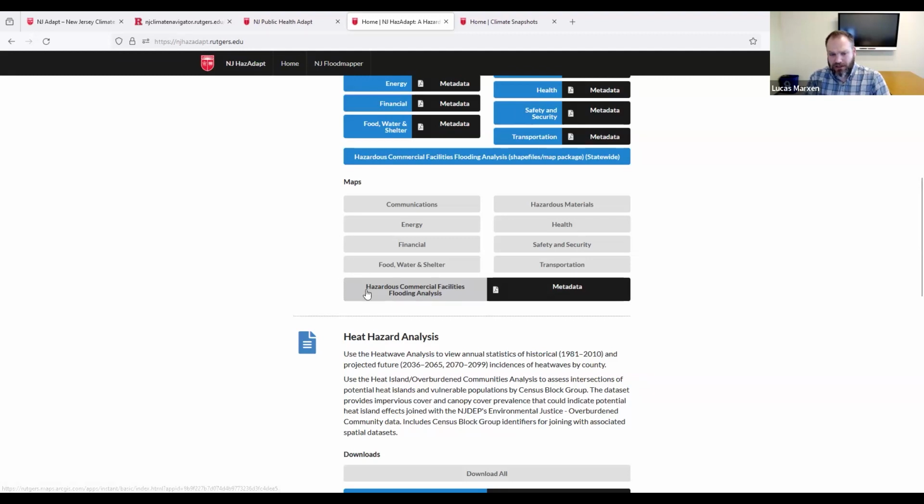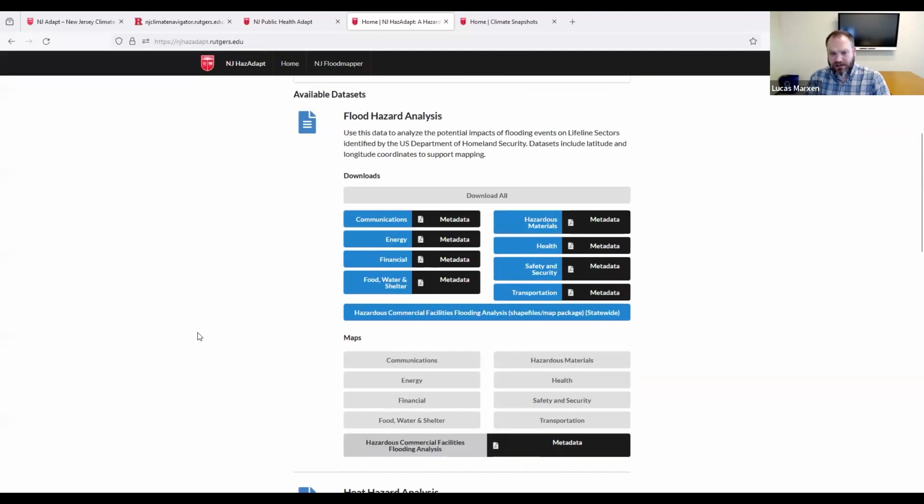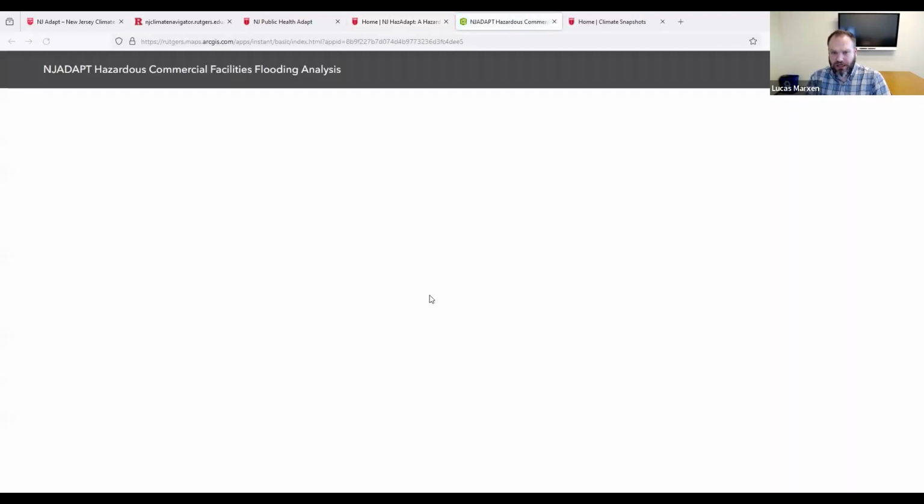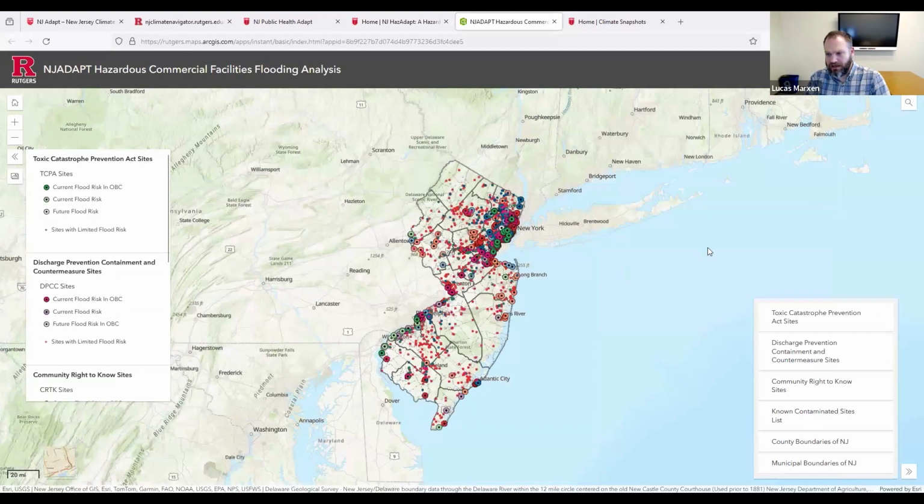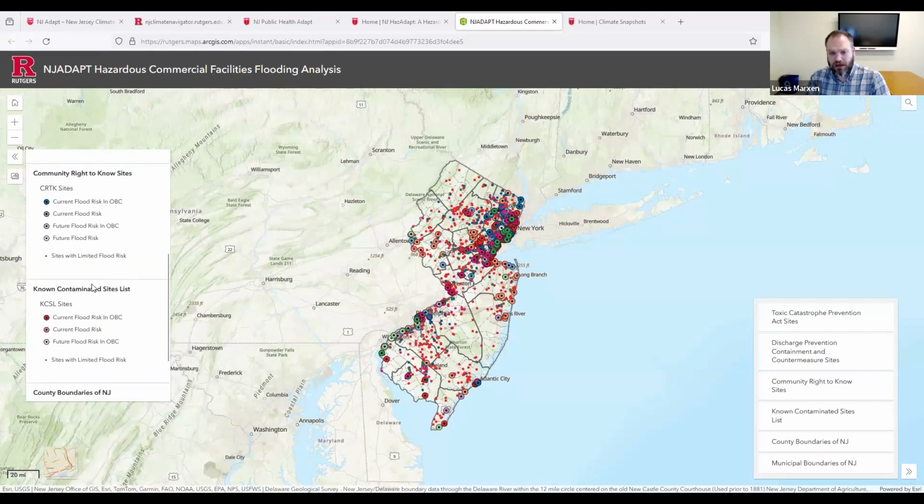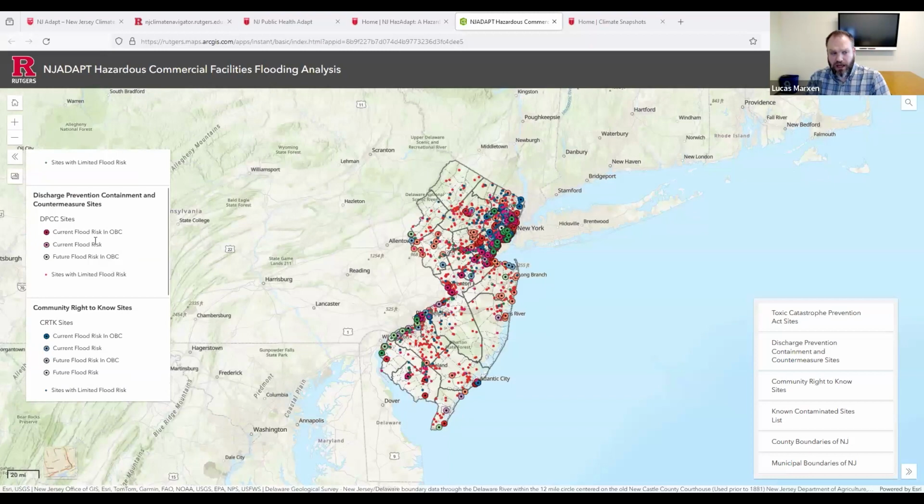our colleagues. It's a specific analysis looking at hazardous commercial facilities and doing a flood analysis of those. So under our flood hazard analysis, you'll see there's a new item labeled as such, with a link also to a metadata that provides a report that explains the whole methodology and how this was done. But this will take you out to an interactive map, which will provide data on a few different types of facilities, specifically Toxic Catastrophe Prevention Act sites, discharge prevention, containment, and countermeasure sites, community right to know sites, and known contaminated sites in New Jersey. For each of these, they've been pre-analyzed to look at current flood risk, current flood risk in an overburdened community, current flood risks in general, and then future flood risk within an overburdened community.